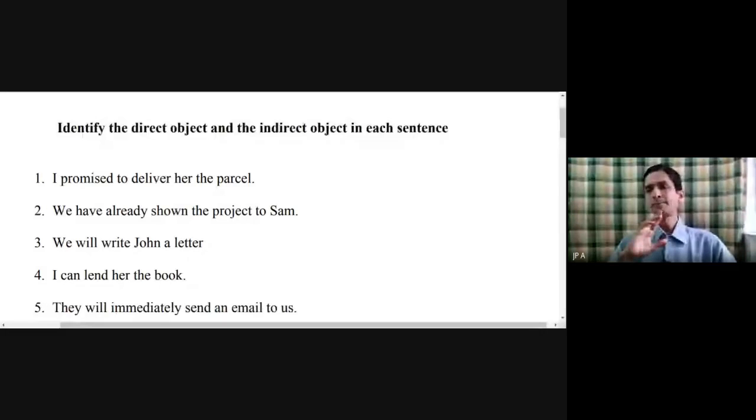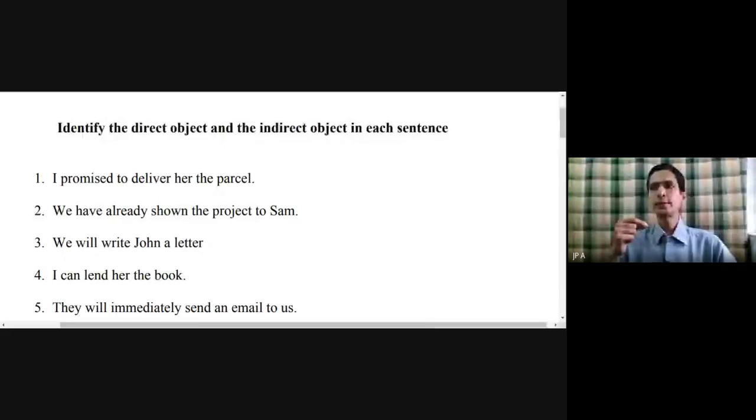Indirect object is her. The second one is: we have already shown the project to Sam.